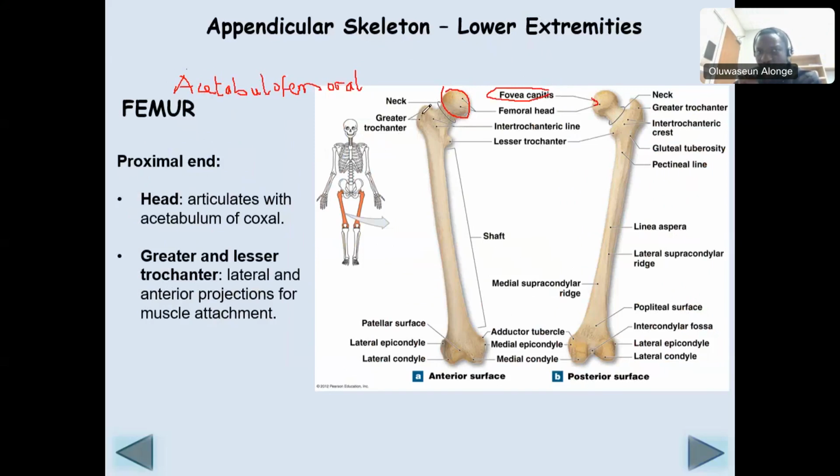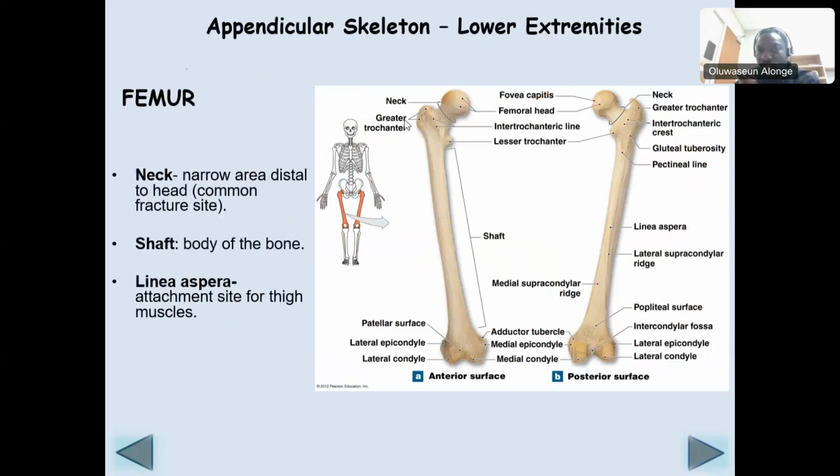Now, there's the greater trochanter here. So you have the greater and lesser trochanter, which are points of muscle attachment as well. Now, on the femur, you have the neck, and you see the neck there. The neck is a common fracture site. Now, you have the shaft. Here's the shaft. All right. Every long bone has the shaft and the epiphysis. You remember from the previous chapter, the epiphysis, then the shaft.